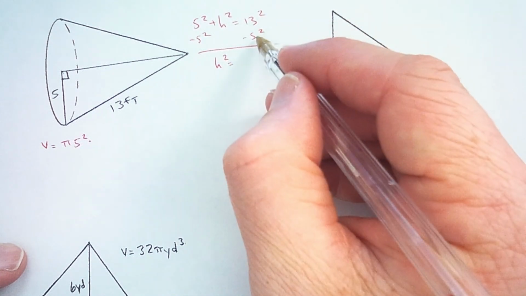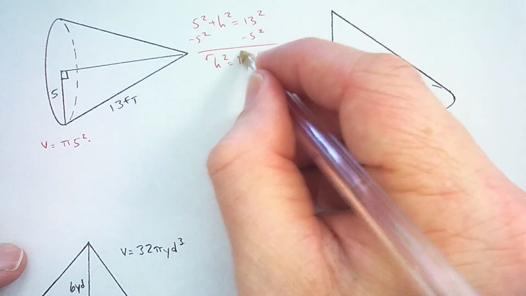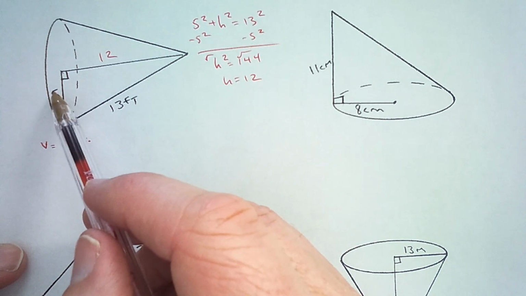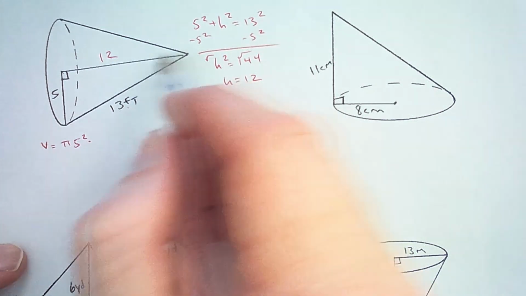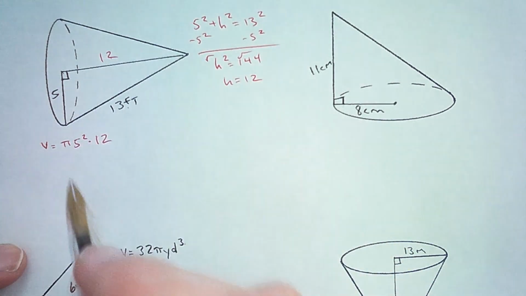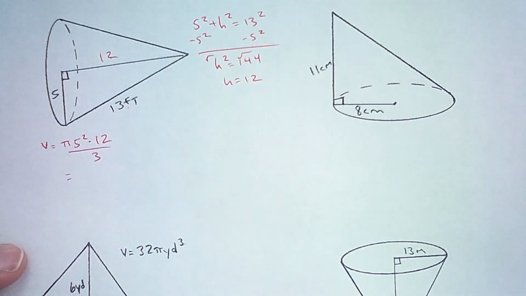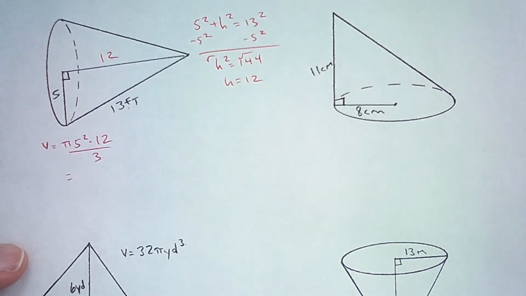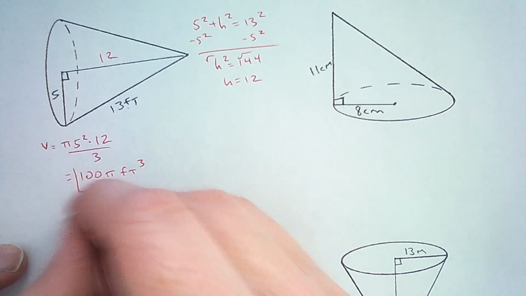So that's 169 minus 25, and that is 144. And the square root is 12. So we have one of the Pythagorean triples, 5, 12, 13. Okay, so the height of this cone is 12. So there's pi r squared h divided by 3. So we've got 5 squared times 12 divided by 3, and that is 100. So the volume is 100 pi feet cubed.